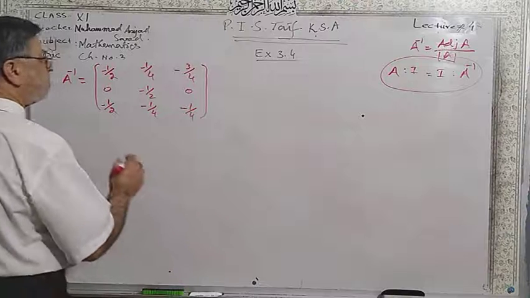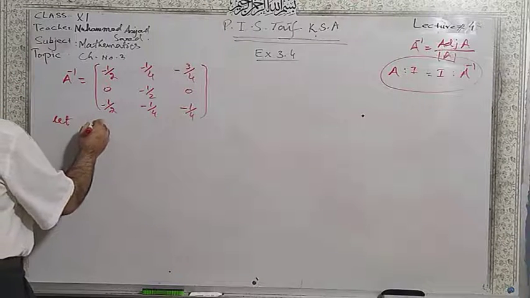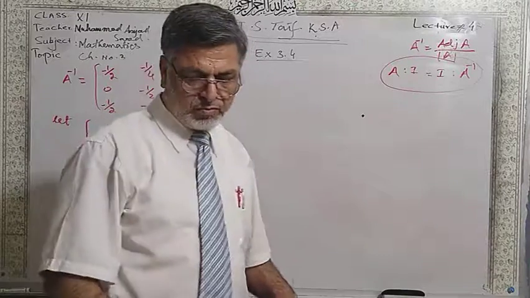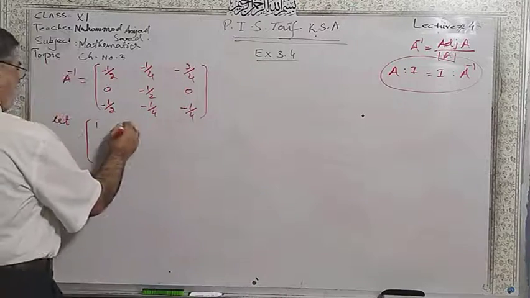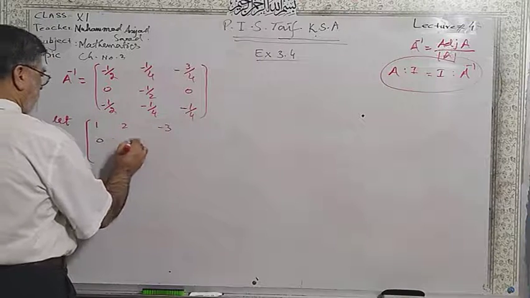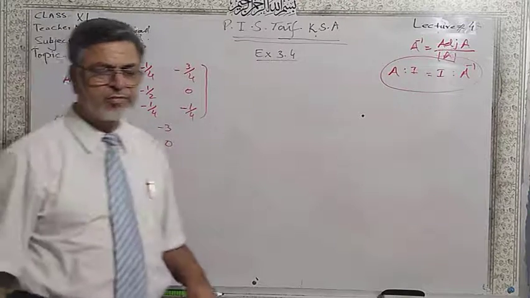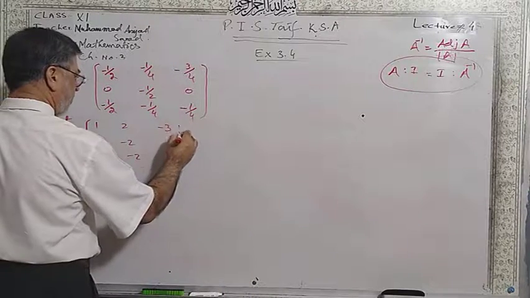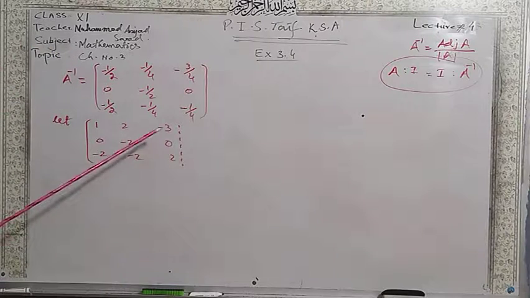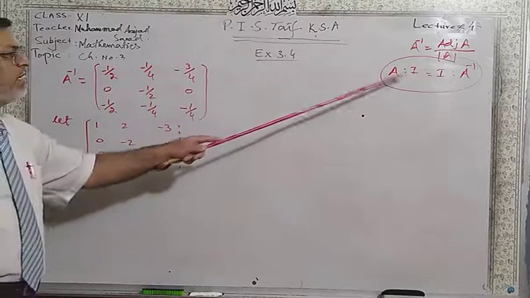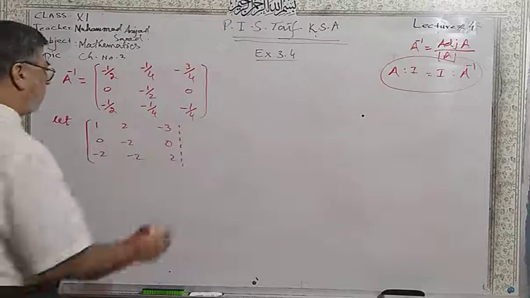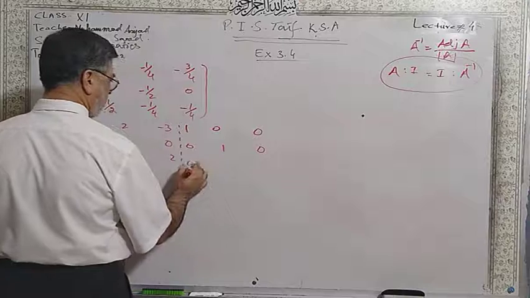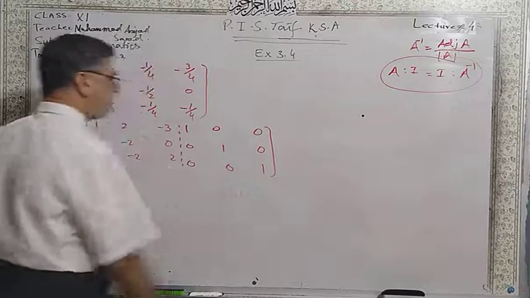For example, let this be A. 1, 2, minus 3. 0, minus 2, 0. And minus 2, minus 2 and 2. This is the margin line. You will apply here a margin line and you will apply the identity matrix of order 3. 1, 0, 0, 0, 1, 0, 0, 0, 1.